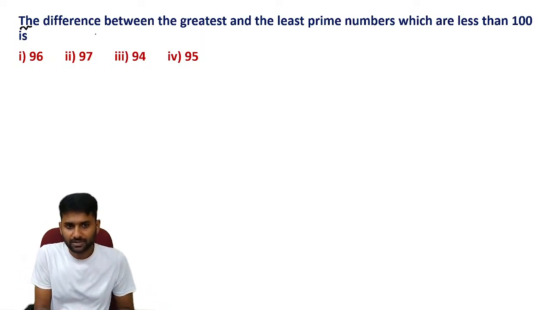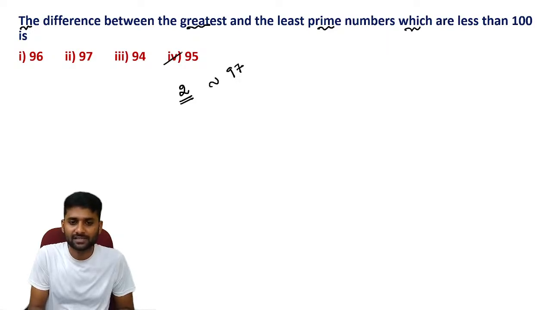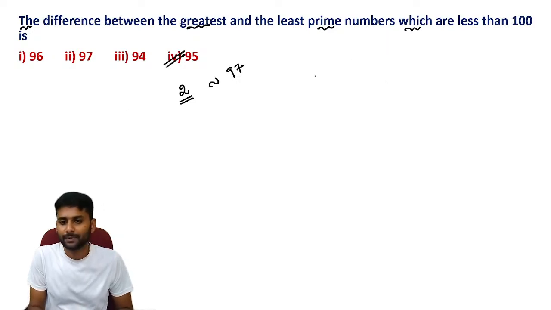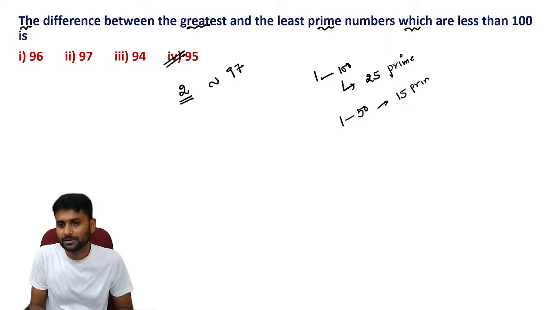Now see this question: the difference between the greatest and least prime numbers which are less than 100. Now see, the least prime number is 2, the highest prime number is 97. Here the difference is 90. And let me repeat one important point here. From 1 to 100, the total number of prime numbers is 25. Same way, from 1 to 50, there are 15 prime numbers.